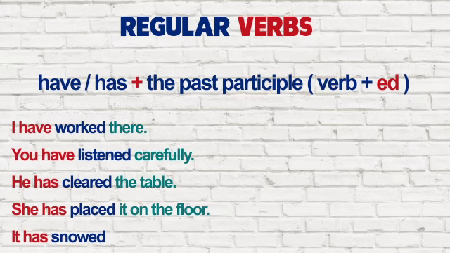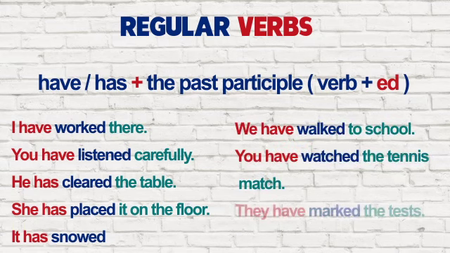I have worked there. You have listened carefully. He has cleared the table. She has placed it on the floor. It has snowed. For the plural forms, we have walked to school. You have watched the tennis match. They have marked the tests.